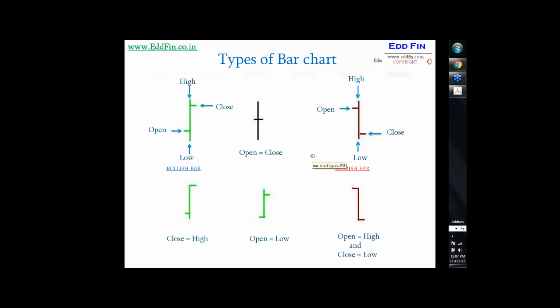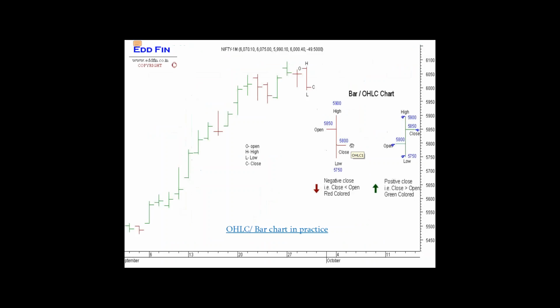So this is how a bar chart is formed. A bar represents the trading session of that particular day: open, high, close, and low. If the close is lower than the open, the bar would be red, and vice versa, it would be green. So this is how the bar is.